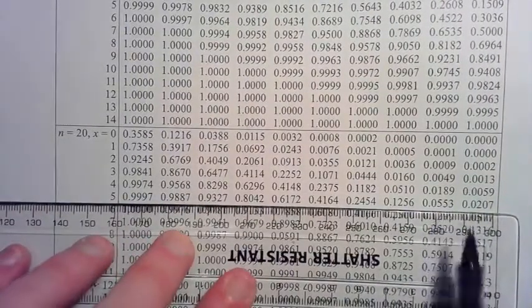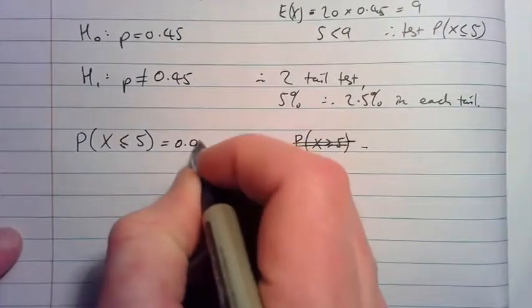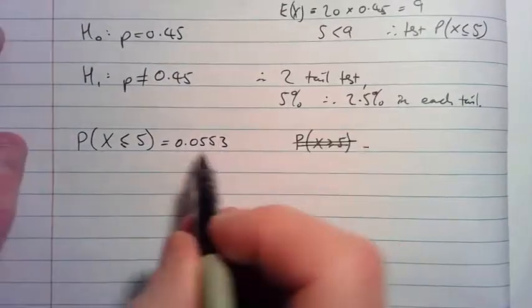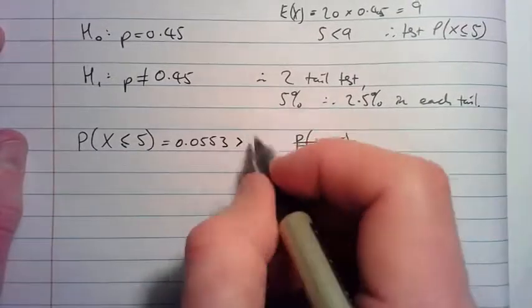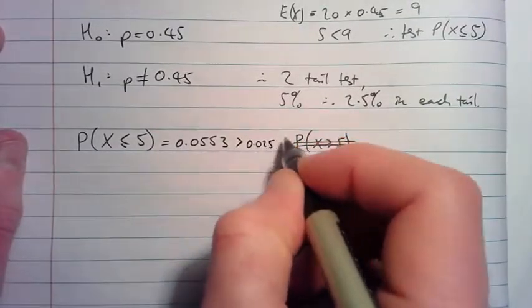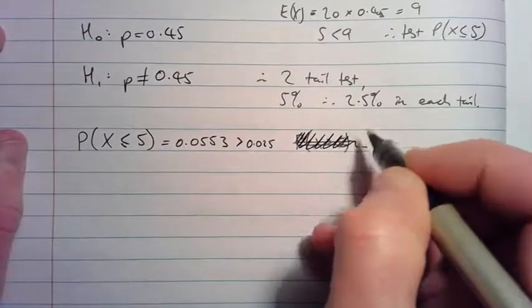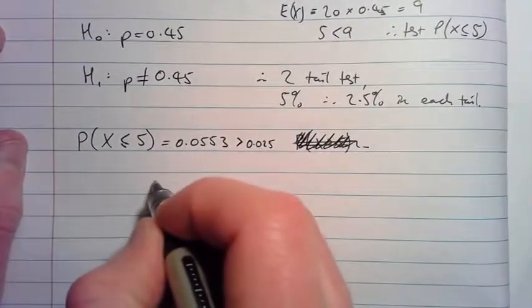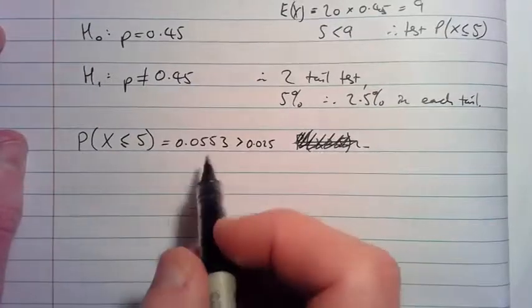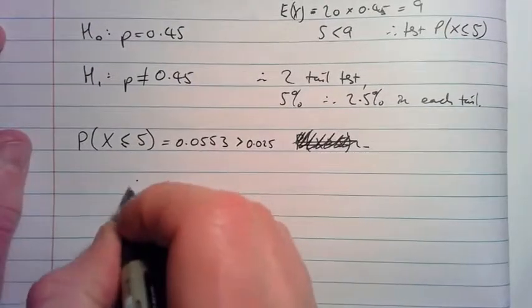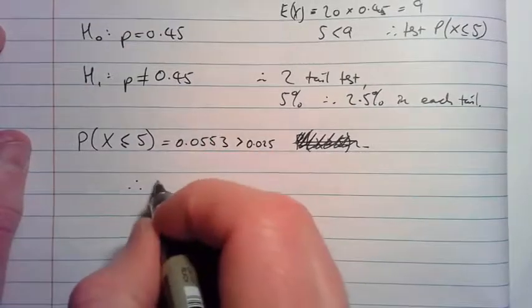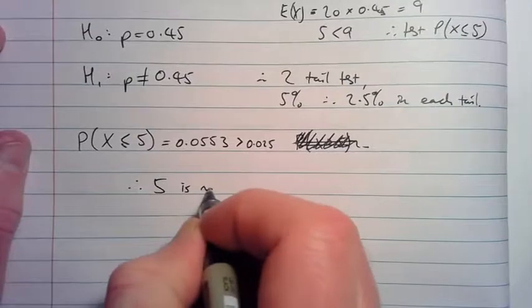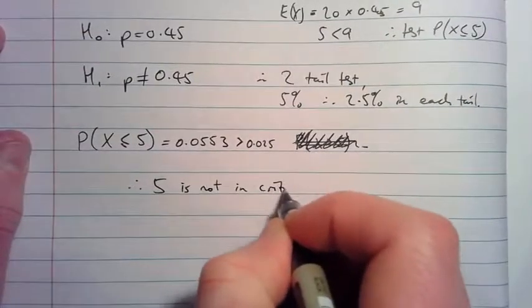Now, 0.0553. Now 0.0553 is clearly greater than the 2.5%, so greater than 0.025. Okay, and so it's not unusual enough to be deemed critical. Therefore, 5 is not in the critical region.